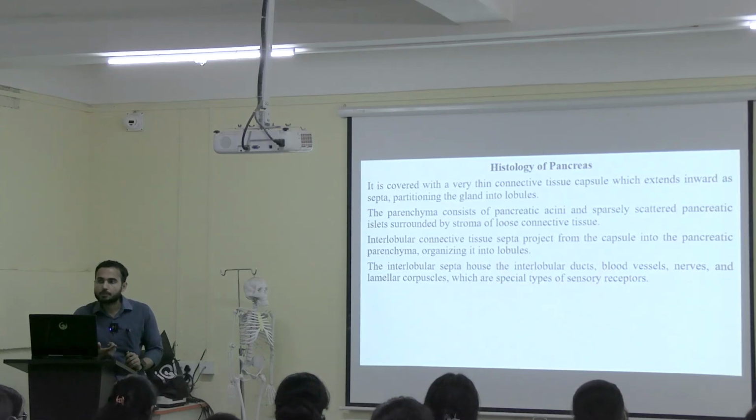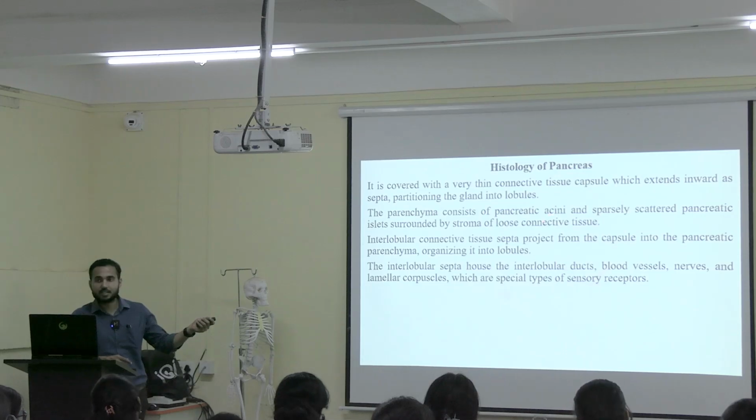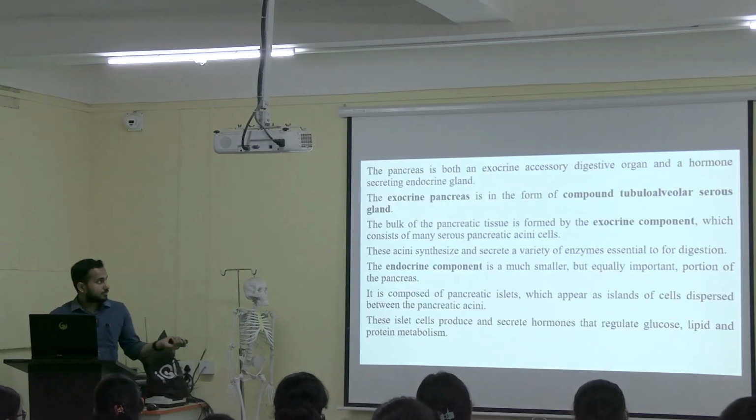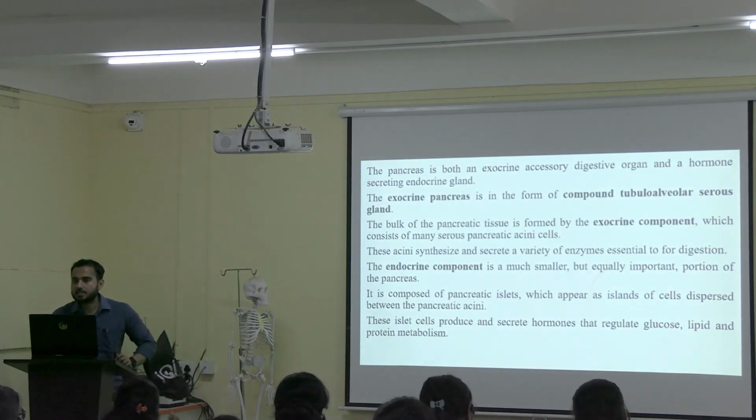Okay, what about the parenchyma? As I said, the parenchyma has two parts, that is the pancreatic acini, the exocrine part, and the pancreatic islets, the endocrine part. Okay, now we'll see one by one. So already you know that the pancreas is made up of both exocrine and endocrine parts.